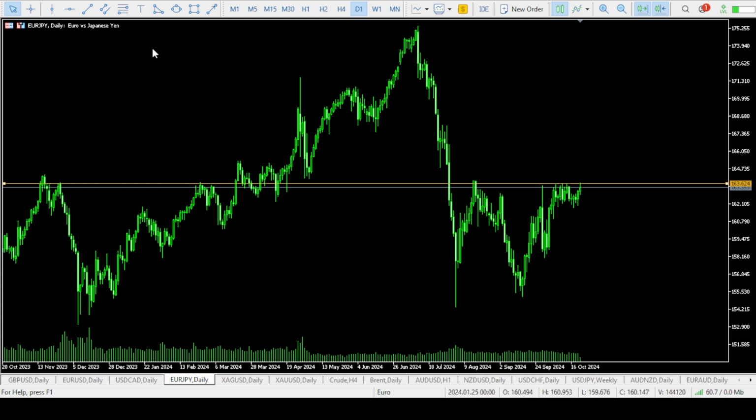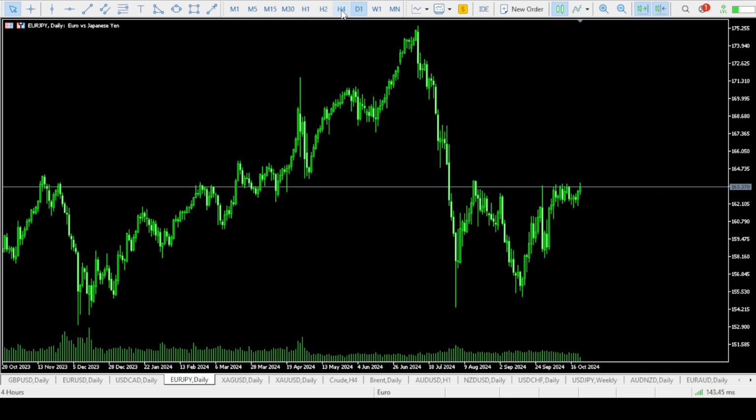So if you look at it critically, it's a triangle, and I'm expecting a breakout this way, a breakout this way. It might not happen, but it might. So this is not where I want to take the trade.